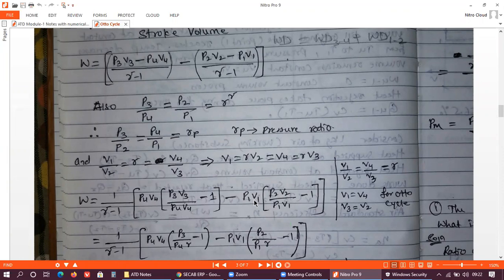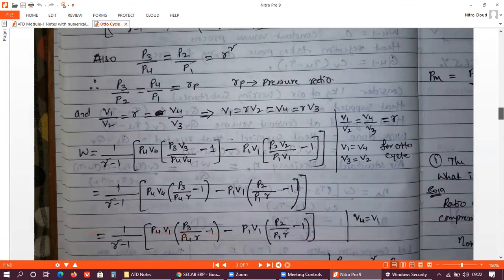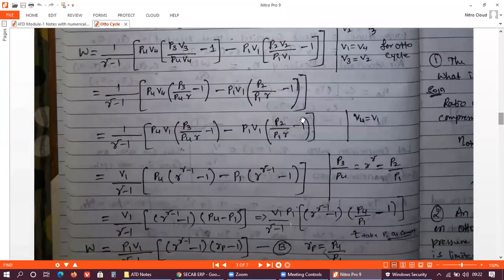Here I am taking P1 V1 as common: P1 V1 into bracket P2 V2 divided by P1 V1 minus 1. Okay. So now I'm going to simplify it further. All of you know that V4 by V3 is R. Just now we discussed V4 by V3 is R and V1 by V2 is R.